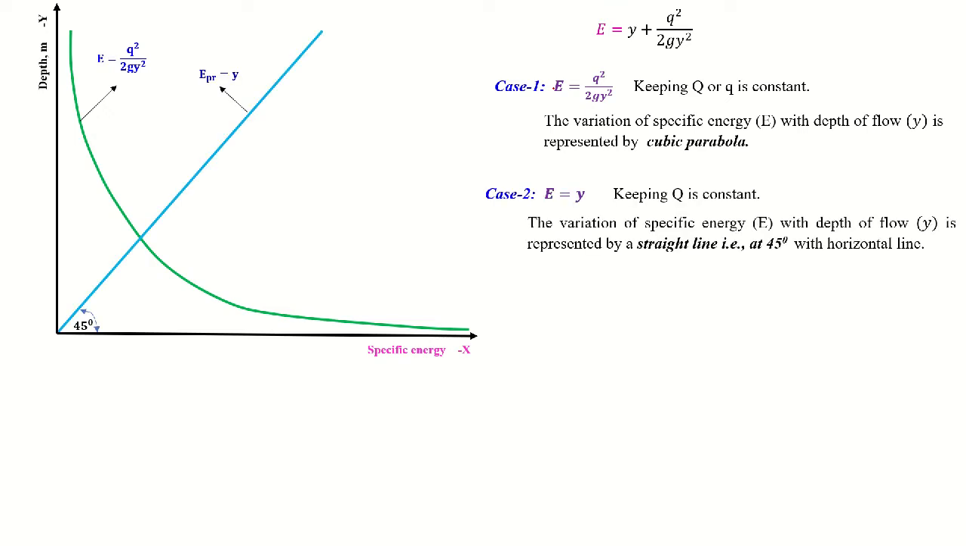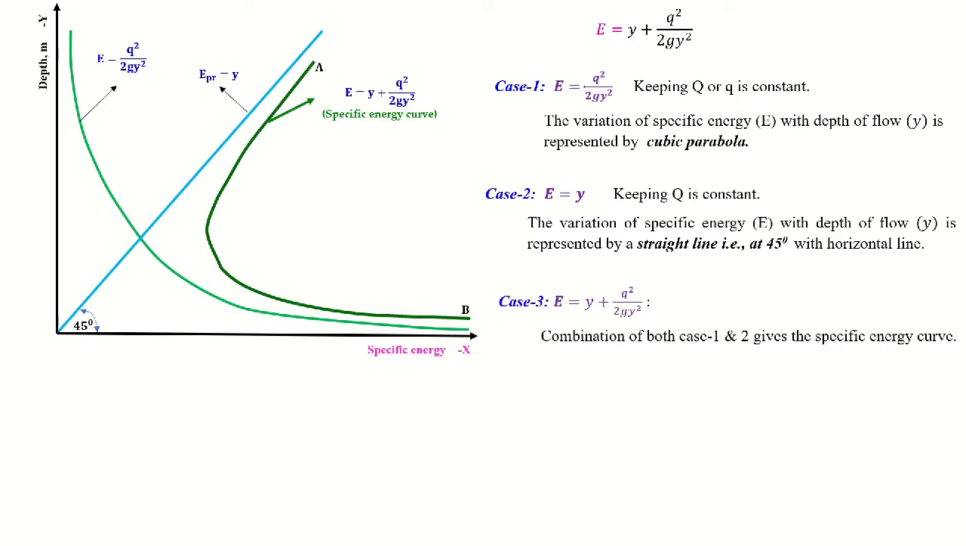And the second thing is E versus y, or depth. So this is E versus depth. For the same condition, q, the discharge per unit width, is also constant. So if E increases, depth also increases. So this will form a straight line at 45 degrees with respect to the horizontal. Now combine these two cases, 1 and 2. That is nothing but your specific energy. So this is case 3, and this curve will form, like A to B. So this is called the specific energy curve.